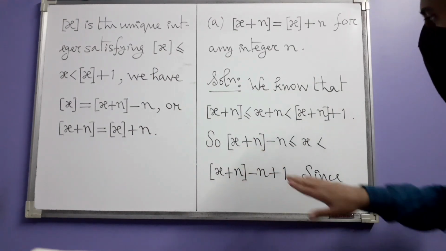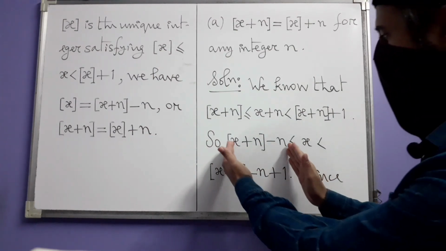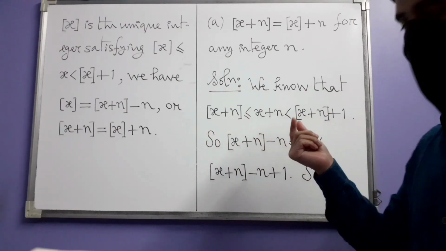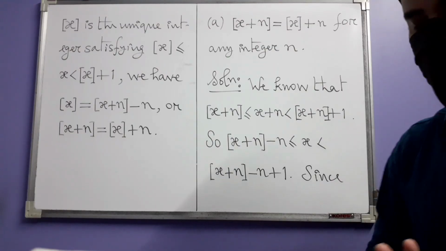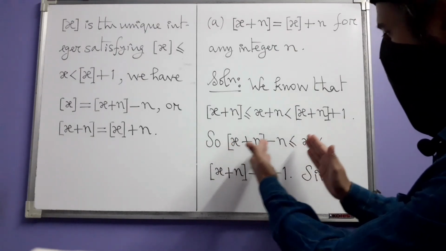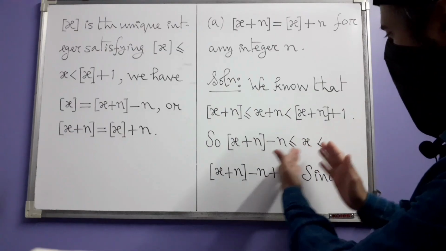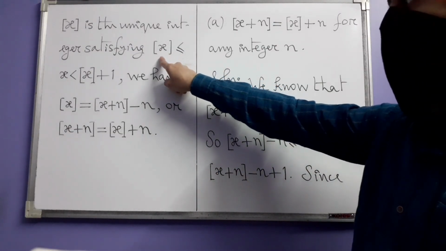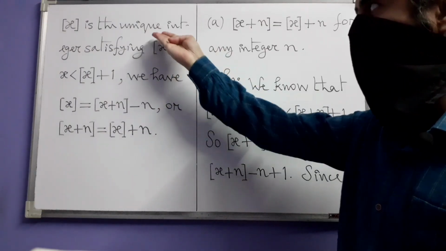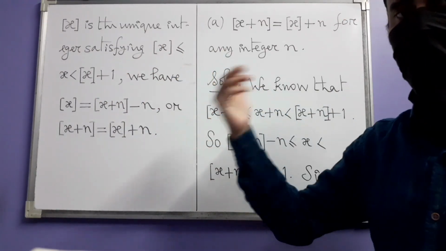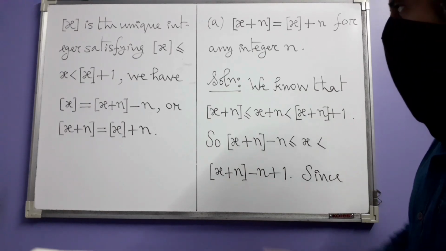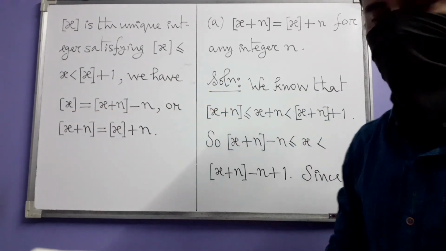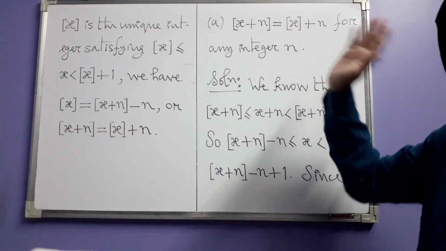Why? Because if you look at it carefully, this is already an integer from which you are subtracting n, which itself is an integer. So obviously this is an integer which is less than or equal to x, and x is less than this plus 1. But here we are saying that by definition the greatest integer value of x is the unique integer satisfying exactly the same inequalities. So obviously this has to be equal to this. Now you add n to both sides, and that gives you this first identity.